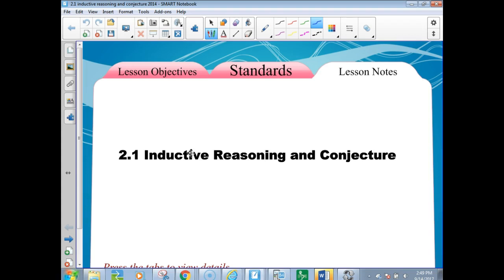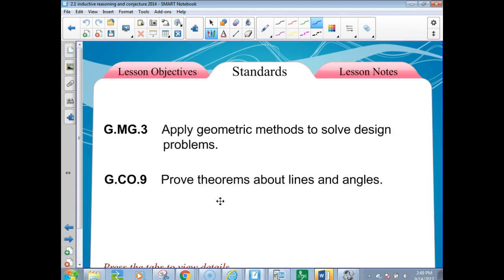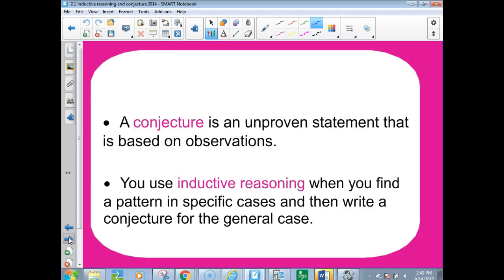Okay, so we're on the packet that says 2.1. Guys, Bryce, please. 2.1, inductive reasoning and conjecture. After this lesson, you should be able to make conjectures based on inductive reasoning, which I need to explain to you what that is. You will also find counterexamples and represent patterns with various math symbols. We're going to apply our geometric terms, etc. So here's your first thing to fill in on your packet.